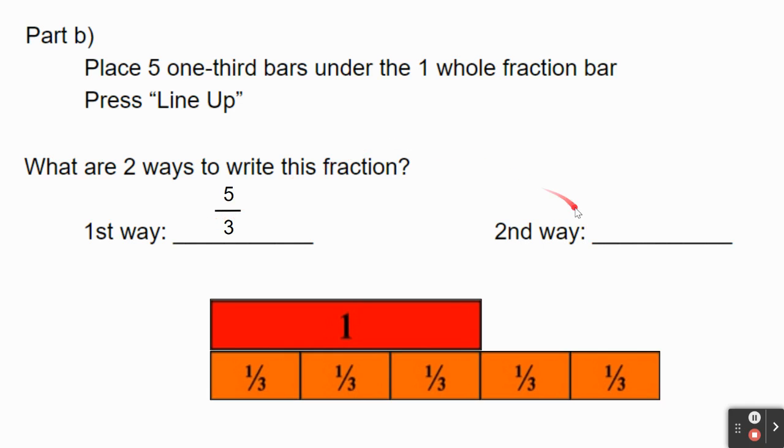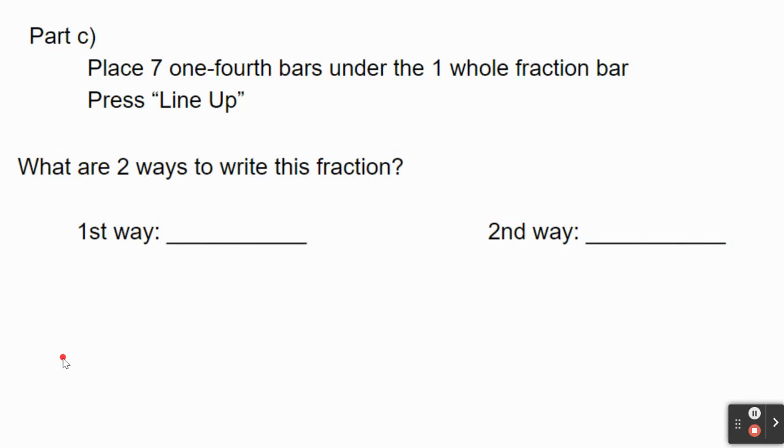We can also represent this as a mixed number. So what we could do is look here. 1 whole is made up of 3/3, and we have 2/3, 1, 2, left over. So we can represent this as 1 and 2/3. This means that 5/3 is equivalent to 1 and 2/3. Great, let's try one more like this.